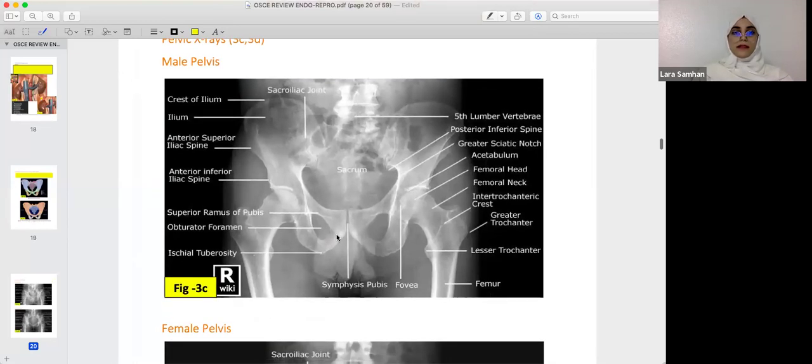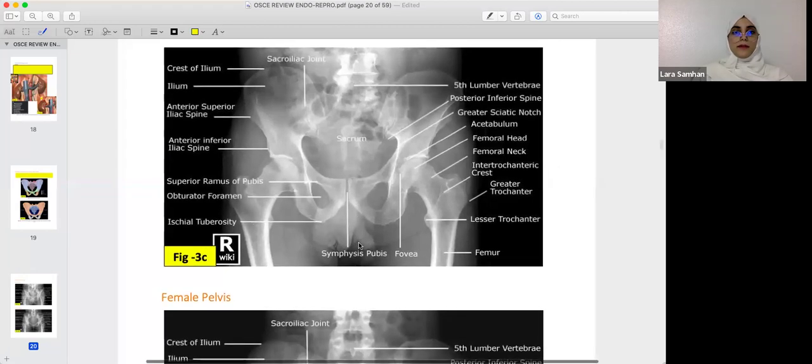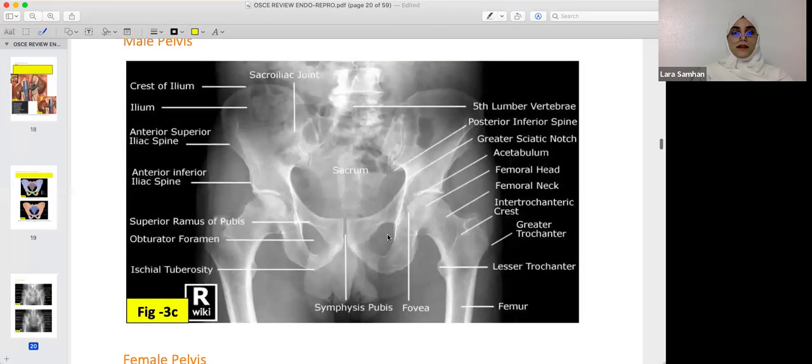So moving on to the next thing, we have the pelvic X-ray of the pelvis, as you can see clearly in here, and it pinpoints everything in the pelvic X-ray. What do you guys think? Is this a male or a female pelvis? As you can see, this pelvis is quite long, right? Is the longer pelvis more female or male? Exactly, this is a male pelvis.